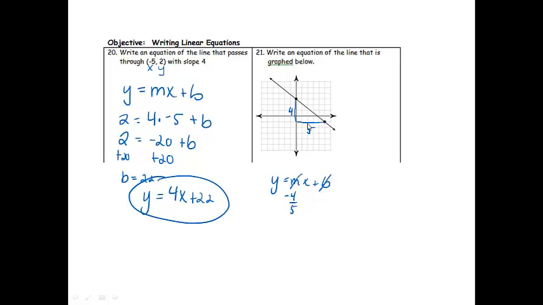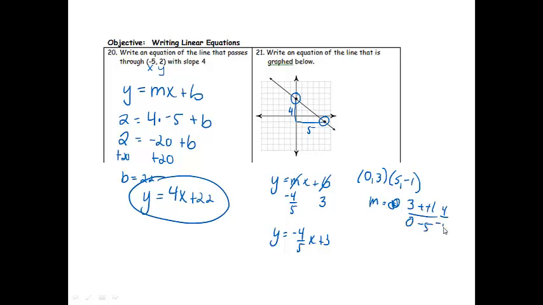And the b is where it touches the y-axis. Well, it touches the y-axis at 3. So we have y = -4/5 x + 3. Now, if you have trouble visualizing that way, let's just write down these 2 points. The 2 points are (0, 3) and (5, -1). Okay, so we can find the slope. I'll do 3 minus -1 over 0 minus 5. That will give me 4 over -5.